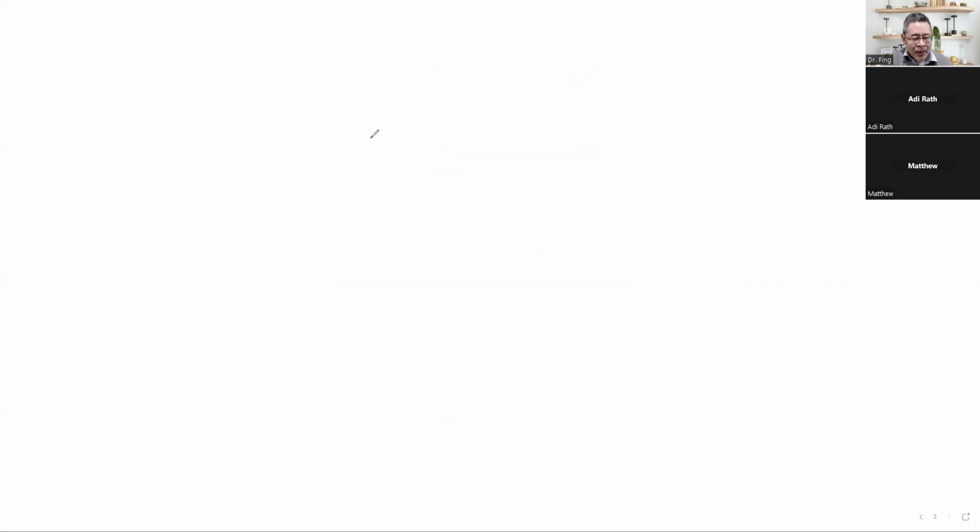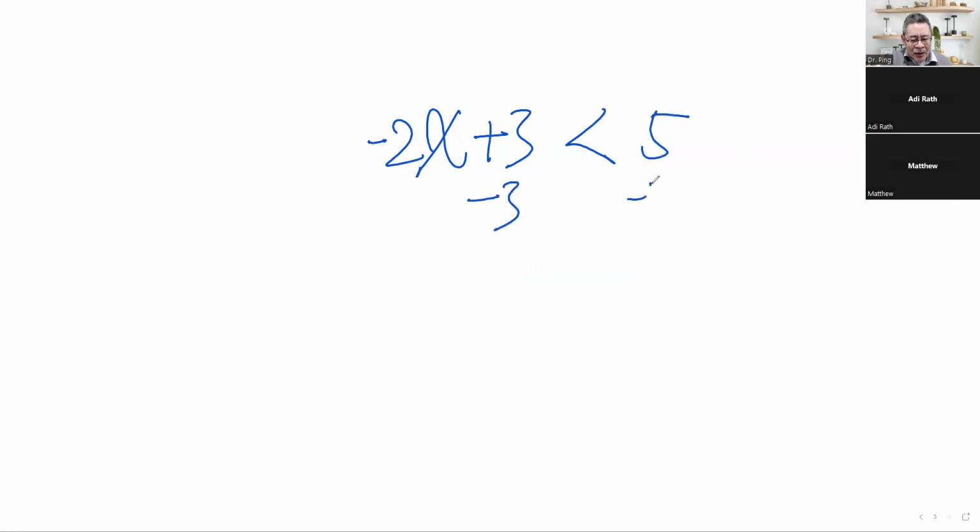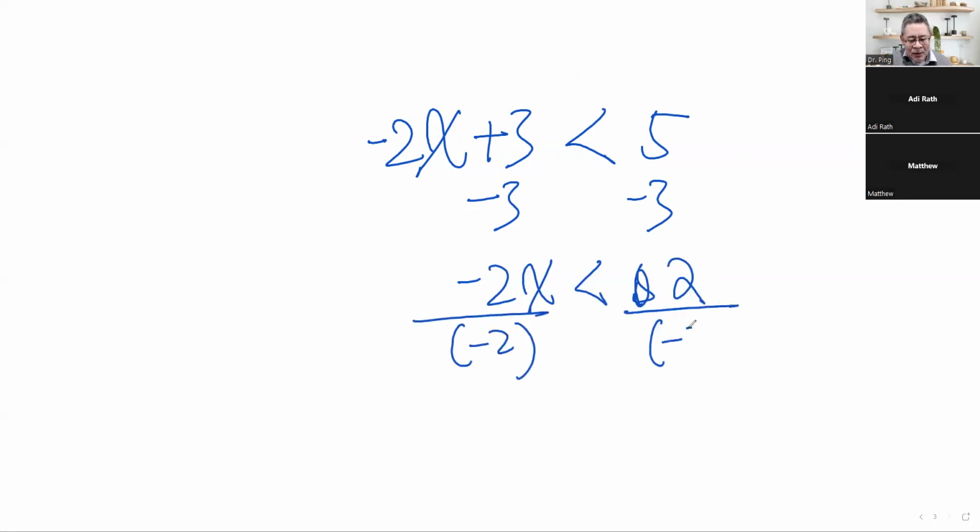So if we have something like -2x plus 3 is less than 5, then subtract 3 on both sides, then -2x is less than 2, and divide by -2, and that's where we have to flip it, so x is greater than -1. Okay, are we good on this one?